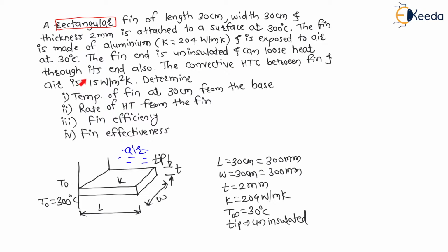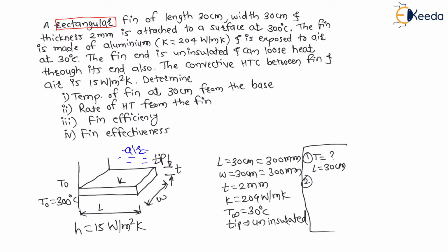It can lose heat through its end also, means from the tip there is also convective heat transfer, right? The convective heat transfer coefficient between fin and air is 15 watt per meter square Kelvin. Here H value is given, H is 15 watt per meter square Kelvin. Then the question is to determine, number one, the temperature of fin at 30 centimeter from the base.